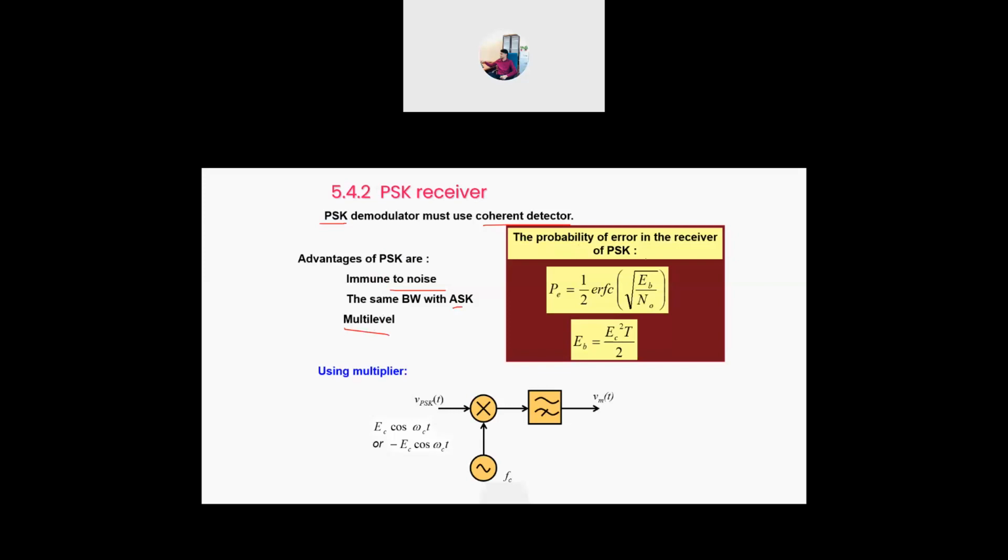The probability of error in the receiver of PSK is PE equals half erfc of the square root of EB over N naught, and EB is equal to EC squared T over 2. So using a multiplier to retrieve back your VMT, sorry, not to generate, because it is the receiver. Okay, I'm sorry.